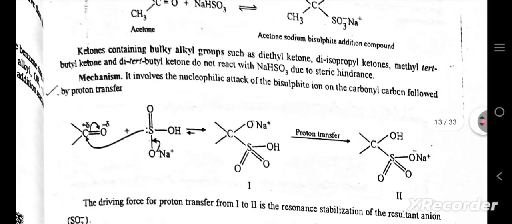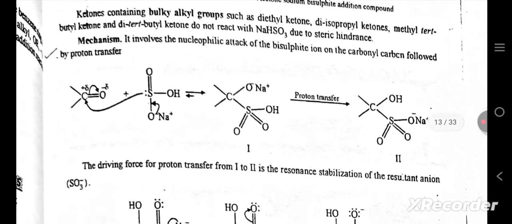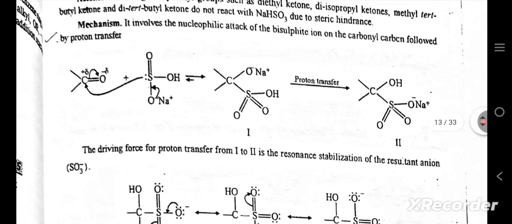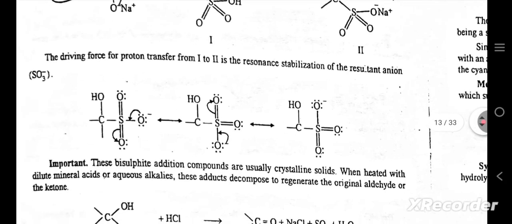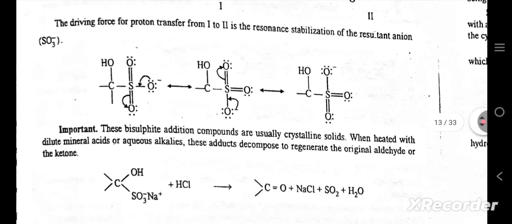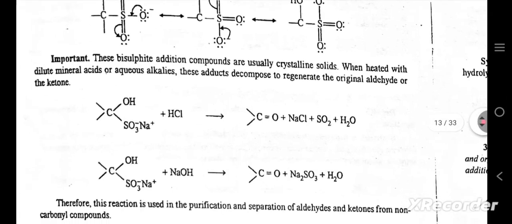Ketones containing bulky alkyl groups, such as diethyl ketone, diisopropyl ketone, methyl tertiary butyl ketone, and ditertiary butyl ketone, do not react with NaHSO3 due to steric hindrance. It involves the nucleophilic attack of the bisulfite ion on the carbonyl carbon followed by proton transfer. The driving force for proton transfer is the resonance stabilization of the resultant anion.